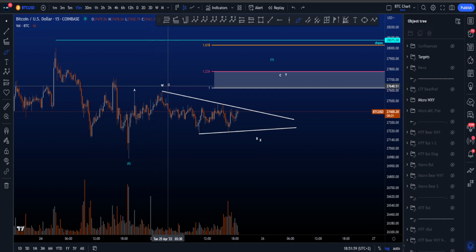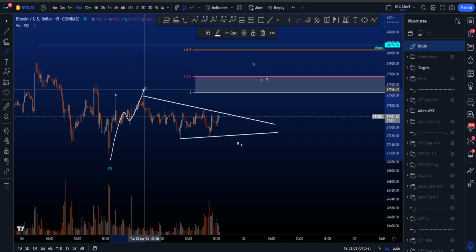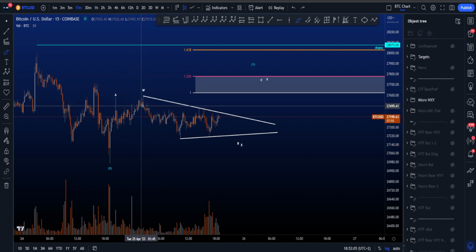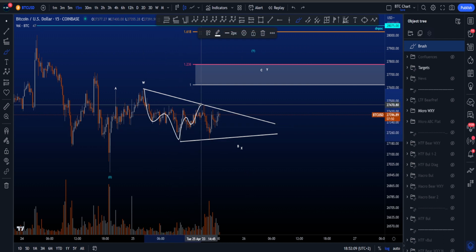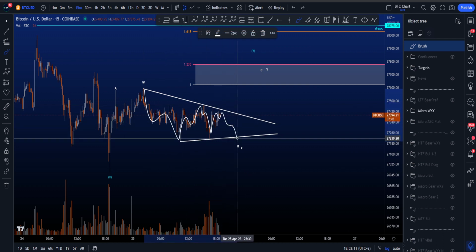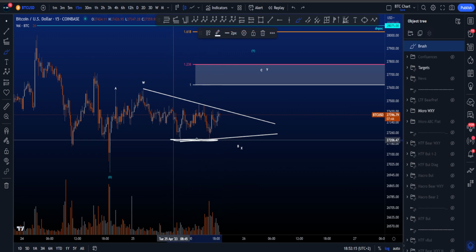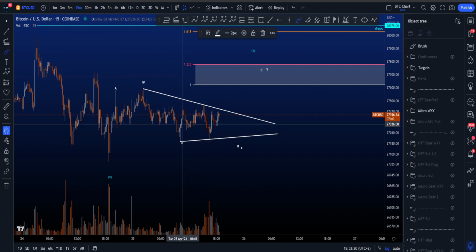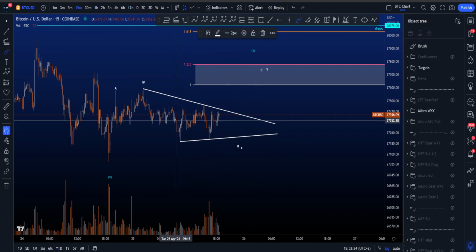So I might prefer the W scenario in this case, where we then have this as a 3-wave and eventually a W. Then we might have in wave X a triangle, which then is a first wave, second wave, maybe third wave, fourth wave, fifth wave. In this scenario, the moment price is taking these lows, usually the triangle scenario is invalidated, because you want to see a higher low, a higher low, a higher low before then continuation to the upside.